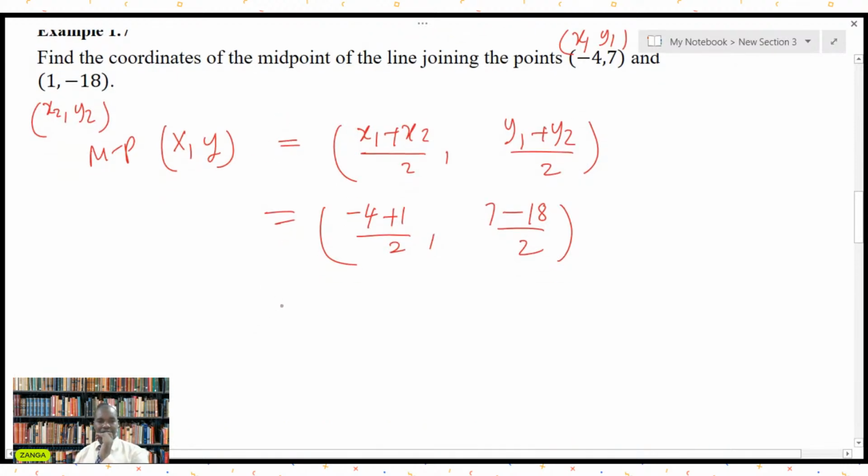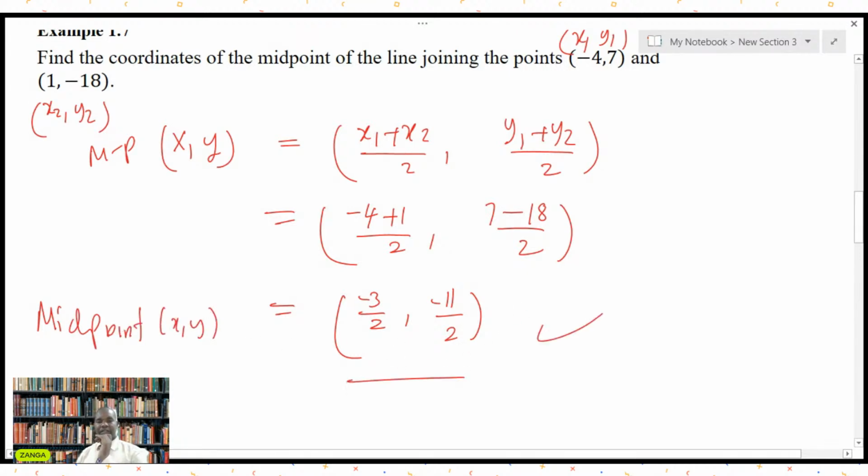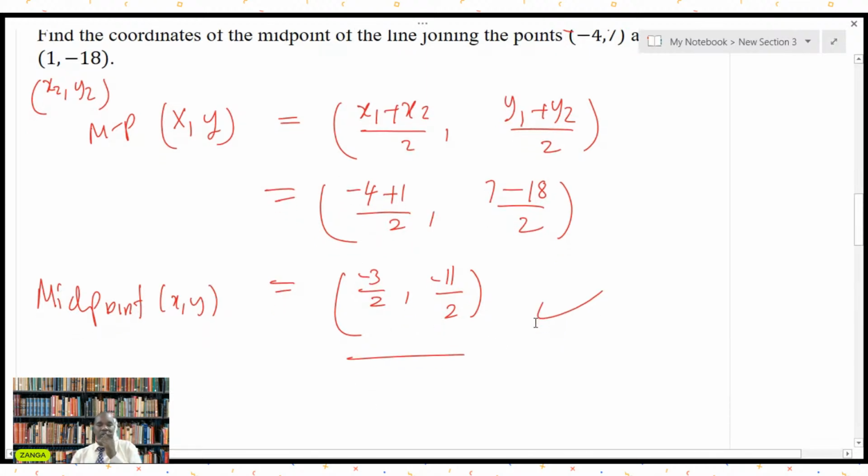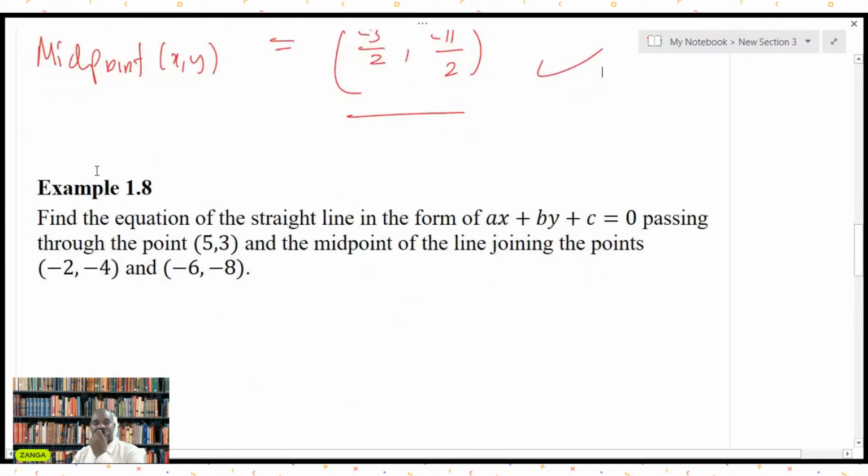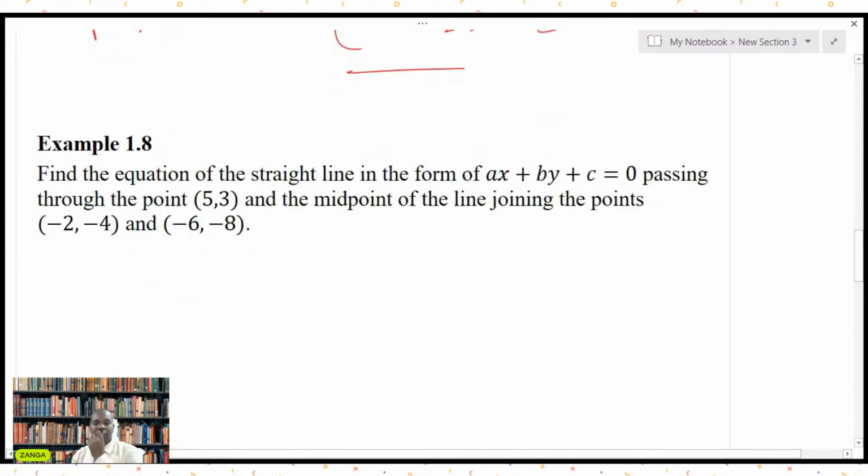And this is going to be now equal to -4 plus 1, you get -3 over 2, comma 7 minus -18, you get -11 over 2. So the midpoint x, y is -3 over 2, comma -11 over 2. And we are going to jump to the second example.